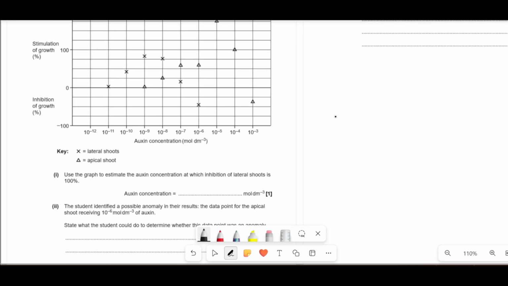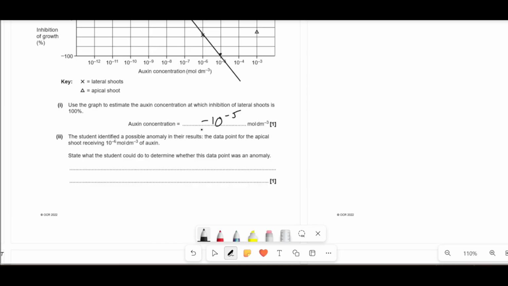So now it says, use the graph to estimate the auxin concentration at which the inhibition of lateral shoots is 100%. So we're looking at the 100% and we're looking for lateral shoots. What it means is we have to estimate this by looking at its trajectory. It's going up and then down, and it seems to be shooting down like that. So what you could do is draw a nice little line of best fit through there and estimate it. So minus 100, 10 to the minus 5.